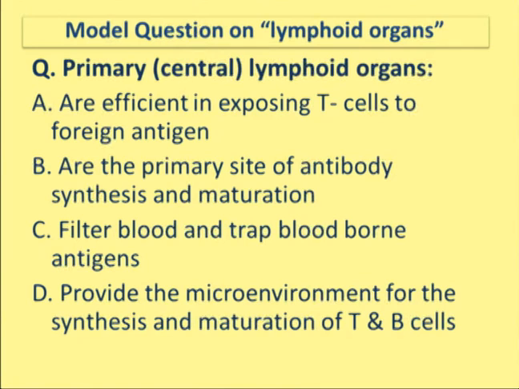Primary lymphoid organs are the sites or tissues where the development of lymphocytes takes place, whereas secondary lymphoid organs are the sites or tissues where the interaction between the antigen and the lymphocyte takes place. So development is the hallmark of primary lymphoid organs. Interaction with the antigen is the hallmark of secondary lymphoid organs.